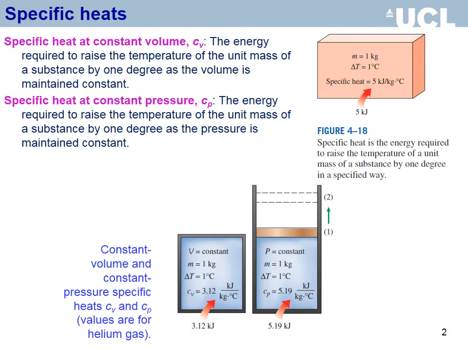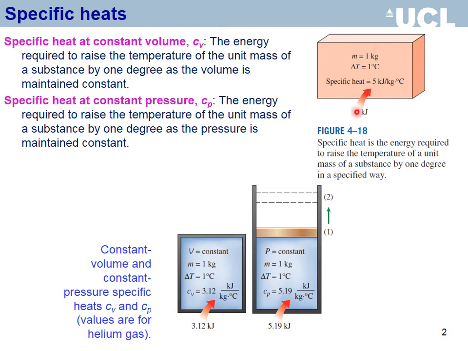For any material, we have two different kinds of specific heat: specific heat at constant volume and constant pressure. But before we get to the two different kinds, let's review what we mean by specific heat. Specific heat is the energy required to raise the temperature of a unit mass of a substance by 1 degree centigrade.